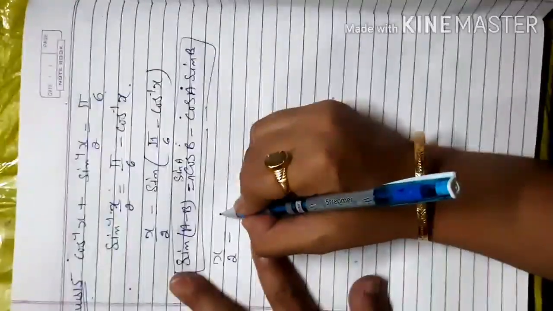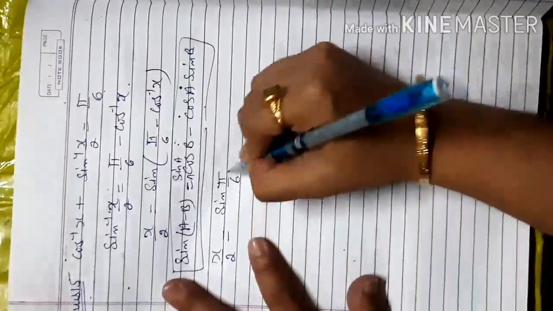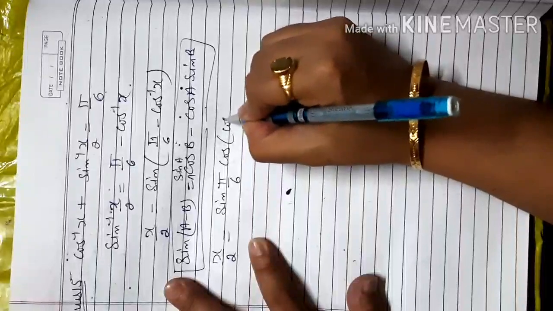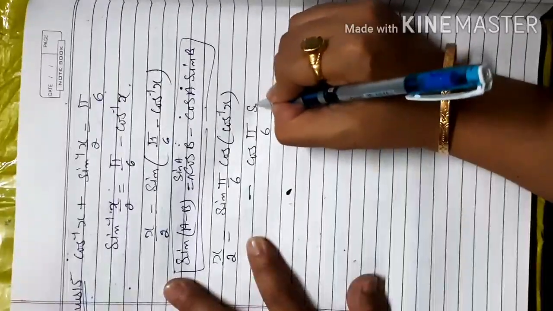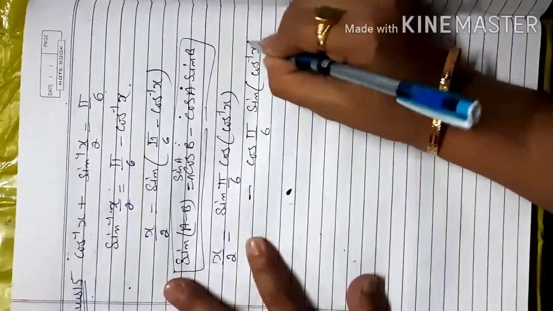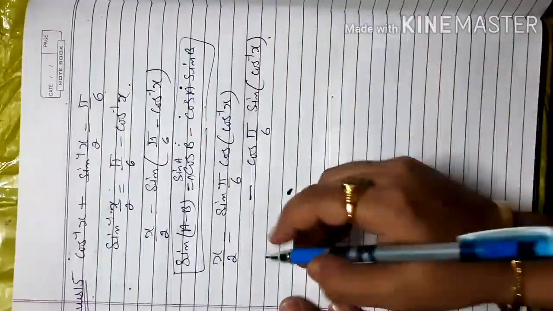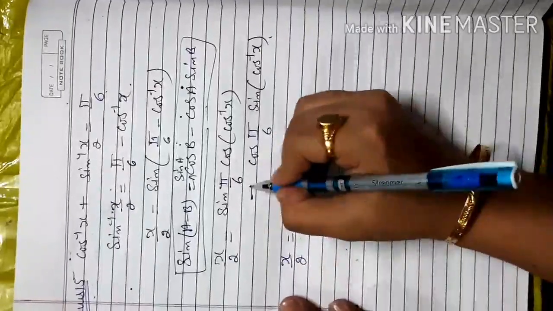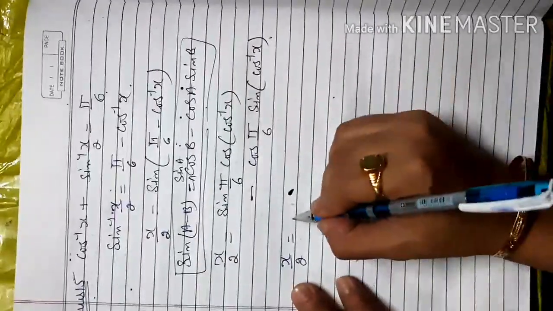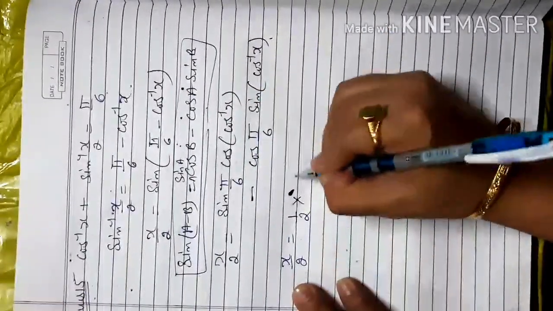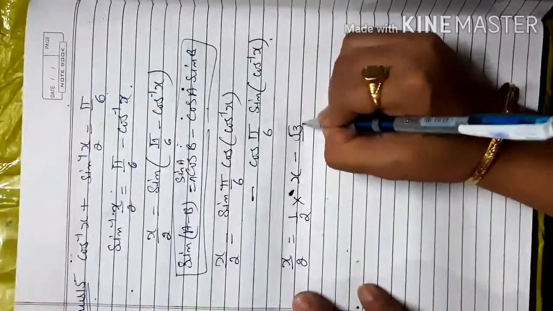So first, in place of A there is pi by 6. So that is sine pi by 6, and cos B, in place of B there is cos inverse x, minus cos pi by 6 and sine cos inverse x. So I just replace B with cos inverse x and A with pi by 6. Now I apply the value: sine pi by 6, that is sine 30 degrees. Sine 30 degrees value is 1 by 2. Cos inverse is cancelled. Only x is left here. Then cos 30 degrees value is root 3 by 2.